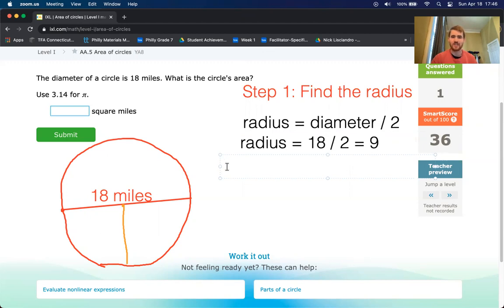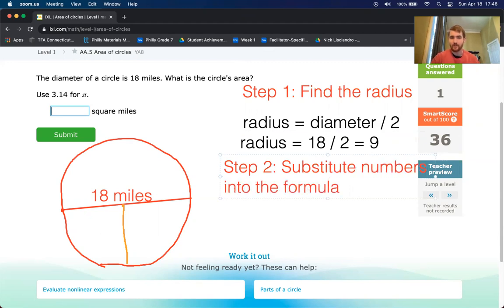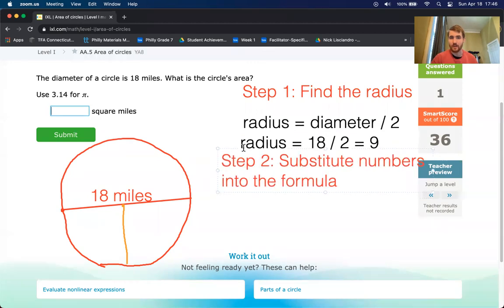Now this problem is just the exact same as we did before. Step 2, substitute numbers into the formula. So what is the formula again? Well, it is A equals pi times r squared. Remember, r is the radius. We just found the radius is equal to 9.